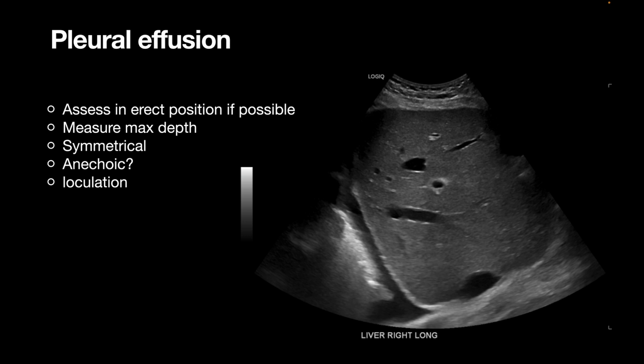Is it anechoic, so a nice black transudate looking effusion, or is there stuff in it? Is it echogenic? Is there debris floating? Is there septation or loculation? That would make me think more about some sort of chronic process or an inflammatory process such as it developing empyema.